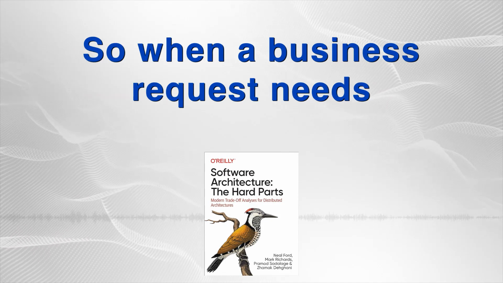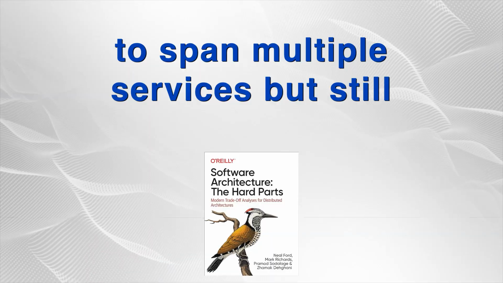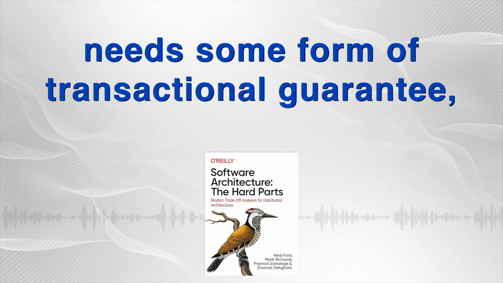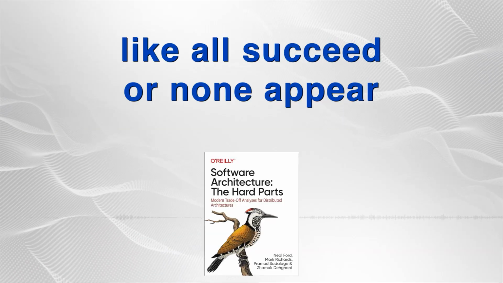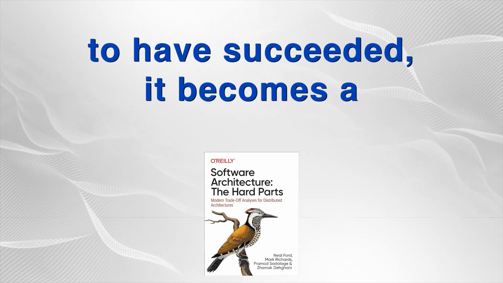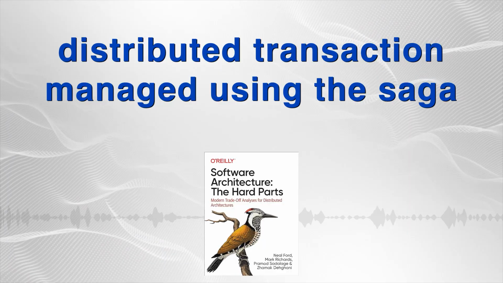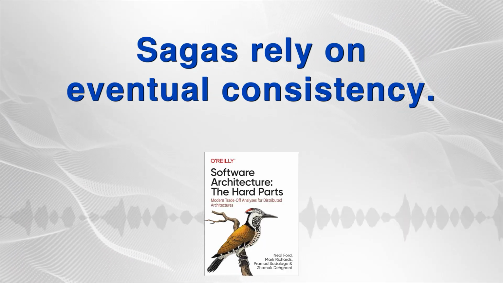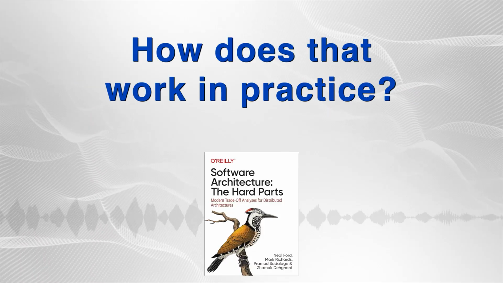So when a business request needs to span multiple services but still needs some form of transactional guarantee, like all succeed or none appear to have succeeded, it becomes a distributed transaction managed using the saga pattern. Sagas rely on eventual consistency. How does that work in practice?